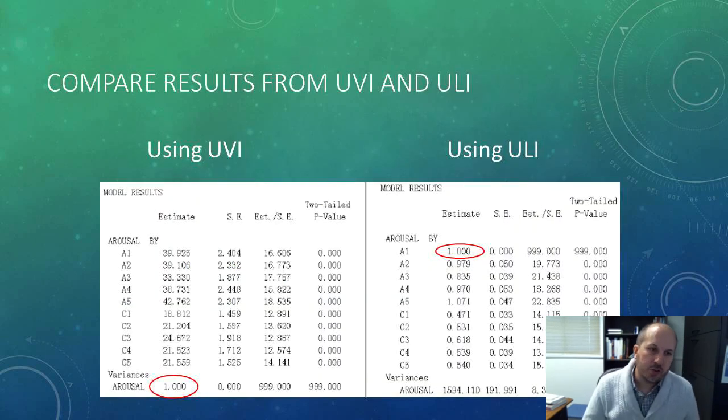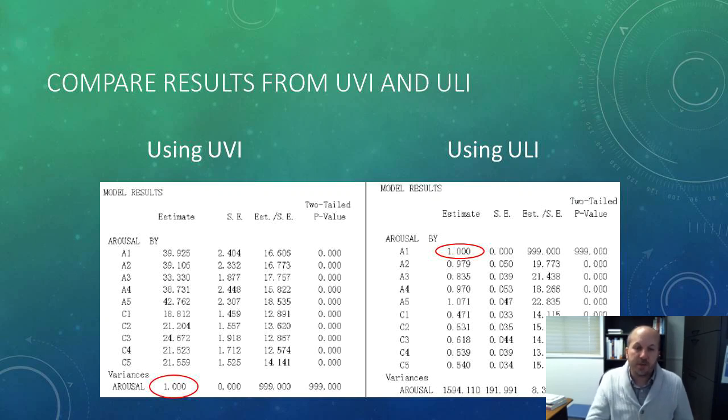So here I wanted to show you what I was talking about earlier, about how there's really not any difference that you'll get in the results for UVI versus ULI. I'm going to show you through these. So this is the estimate, the unstandardized results. On the UVI, you can see I have circled there that the variance for arousal is set to 1. And then on the ULI, A1 is set to 1, and then arousal is 1594, so that's freely estimated. So you can see how the numbers work out.